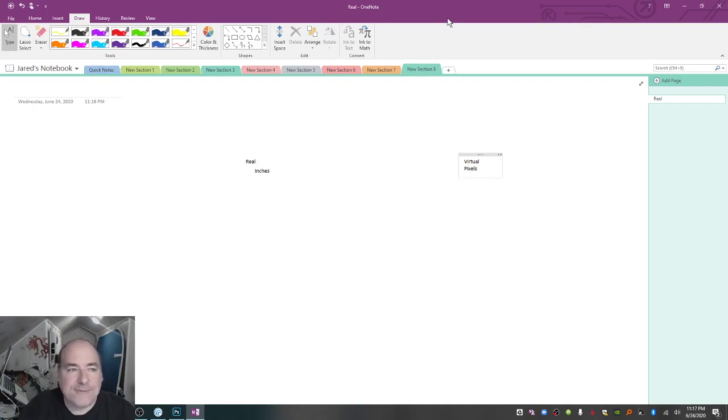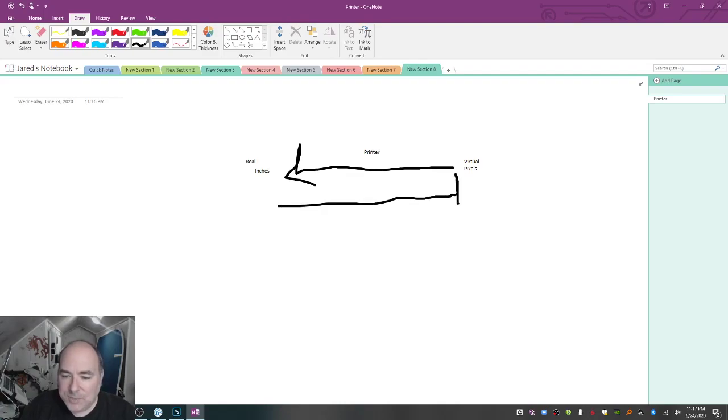Now, here's the fun part. What piece of technology do we have that turns pixels into inches? It's not a trick question. What piece of technology turns pixels into inches? And the answer is a printer. Printer turns pixels into inches. And what is the opposite of a printer? What turns inches into pixels?